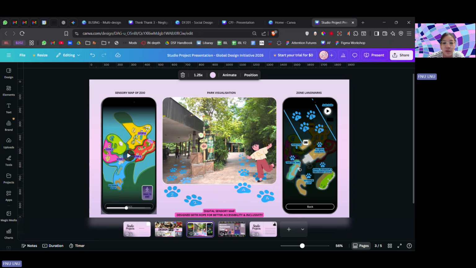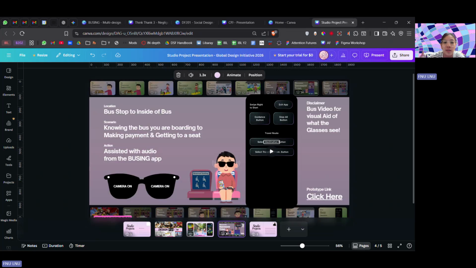This is just one of the projects. The other one was called Design Meets Disability, and that was my second project. What we did was interview people with disabilities to know more about the issues they face. Similarly, everyone had a different project. For me, I did a person with visual impairment, to help them with a better bus journey.